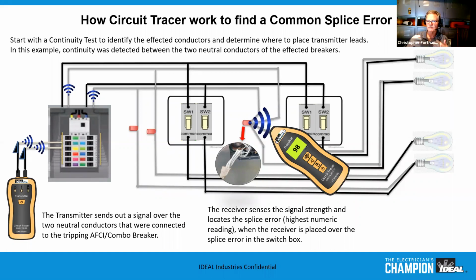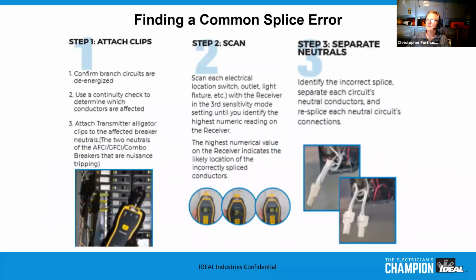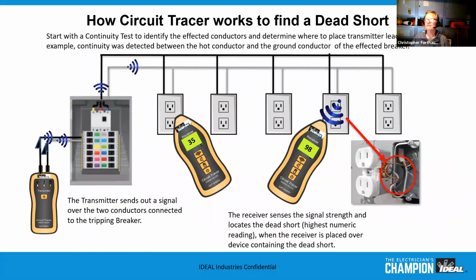And again, there's this pattern here where it's the transmitter, knowing how to hook it up to the right conductors, and then using the receiver to find things. And again, in the brochure that we referenced earlier, these are the steps. So you can see it takes you through it 1, 2, 3. How it works to find a dead short. Again, there's a reoccurring pattern here.